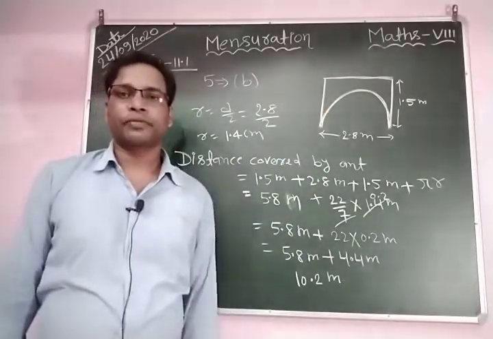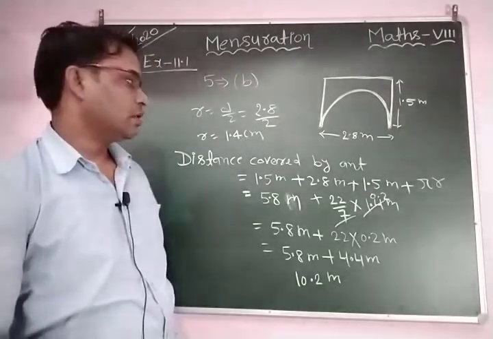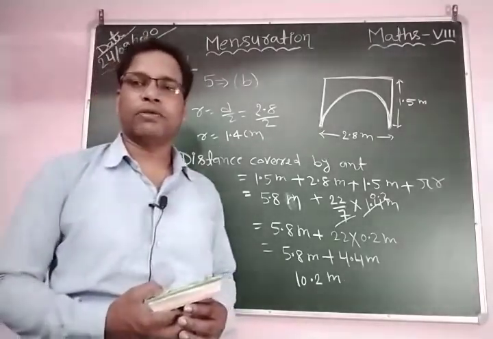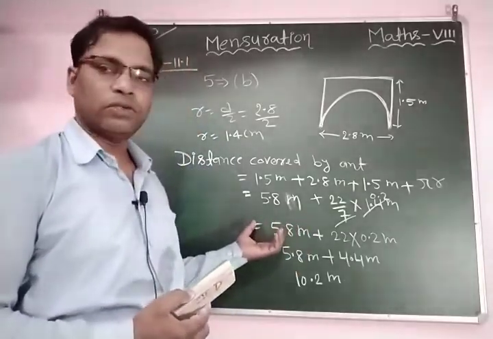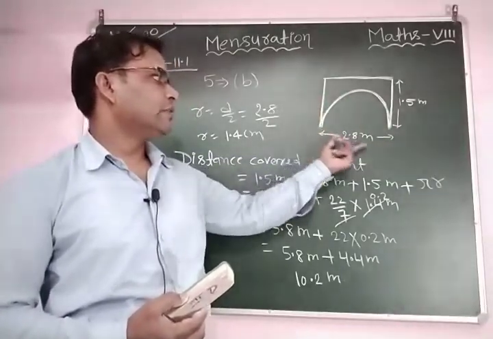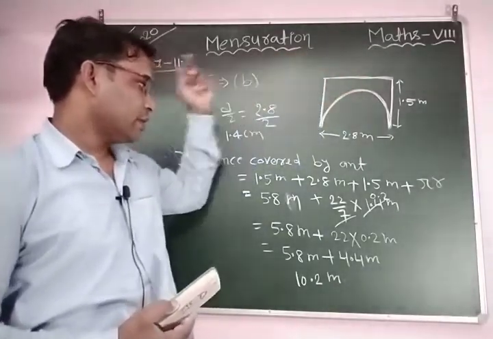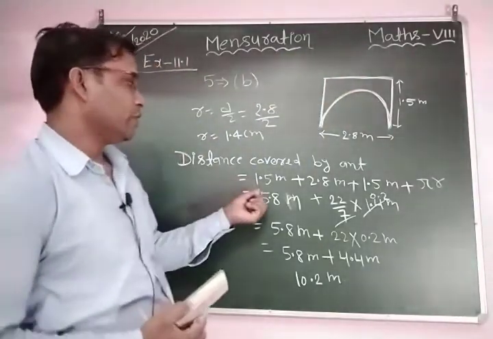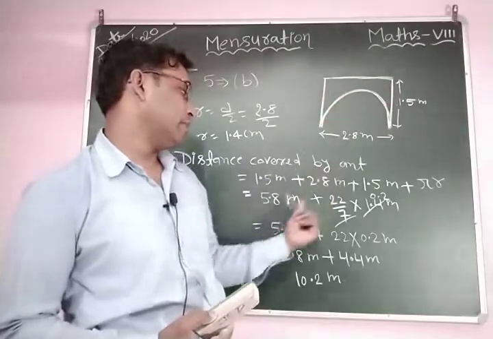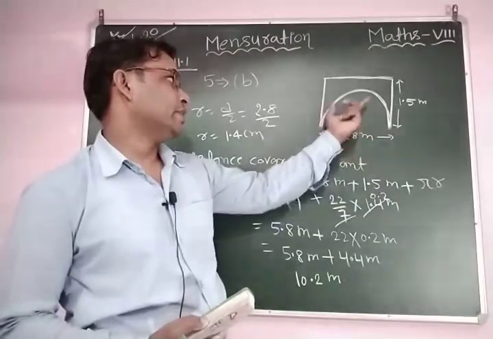Okay, and the next shape is the third shape. So we are going to discuss the next shape, and how much distance is covered by the ant. And in this shape I hope all of you understood, because here this is given 1.5, so this is also 1.5. Here this is given 2.8 meter, so this is also 2.8 meters. Okay, so if we add them, 1.5 and 1.5 is 3 meter, and with 2.8, this is 5.8 meters here. Okay, and this length is the diameter of this circle. This is a semicircle.